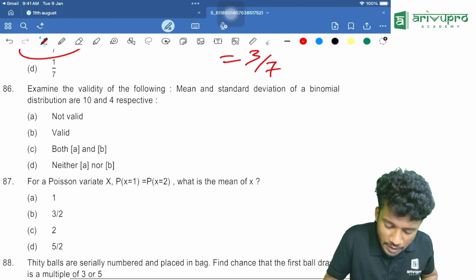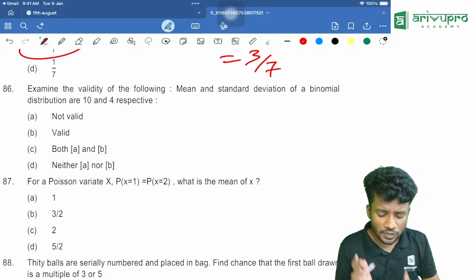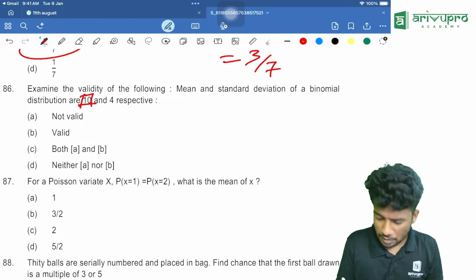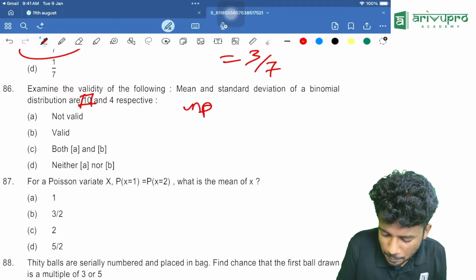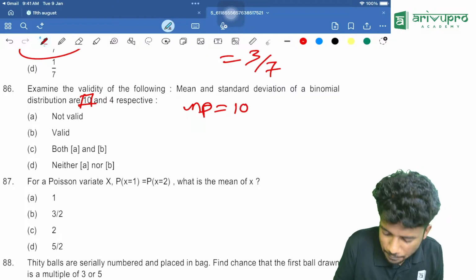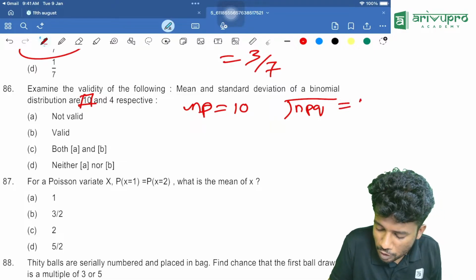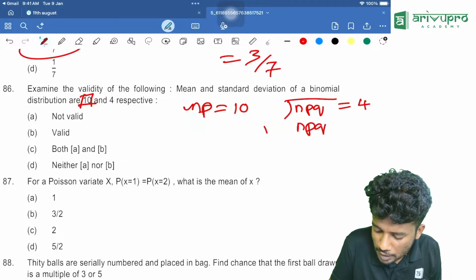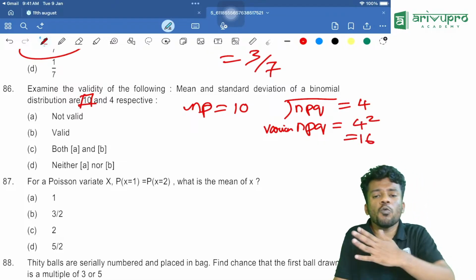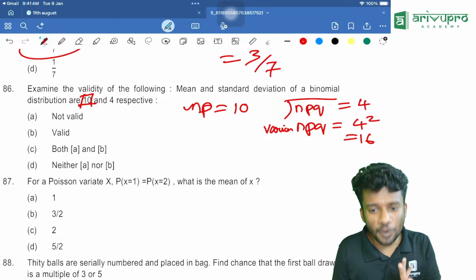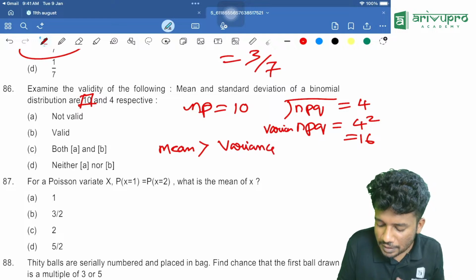Next one. Examine the validity of the following. Mean and standard deviation of the binomial distribution are 10 and 4 respectively. Mean is how much here? NP is equal to 10. Then root of NPQ, that is the standard deviation, is equal to how much? 4. That means NPQ, or variance, is equal to how much? 4 square, that is 16. We know one thing from this. What is the thing? We know always the mean is greater than the variance. Here, is that the case?